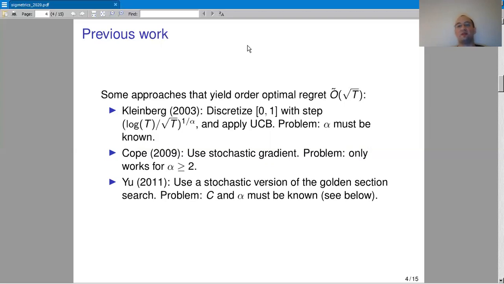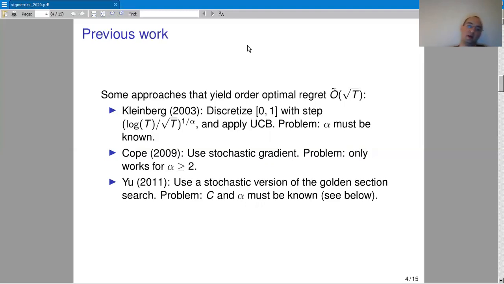However, the problem is that the function must be sufficiently smooth. In particular, alpha must be greater than 2. So for instance, if the function is not differentiable at its maximum, then the method fails. It doesn't work.